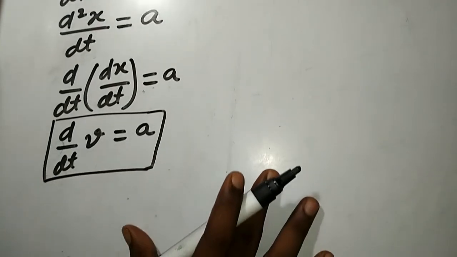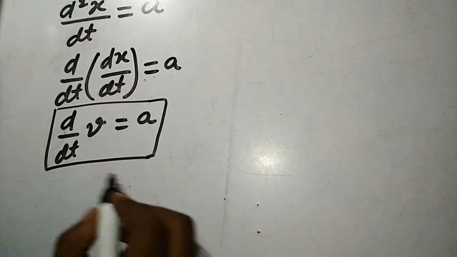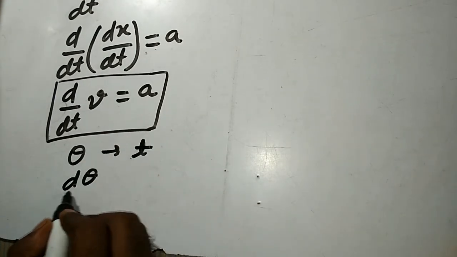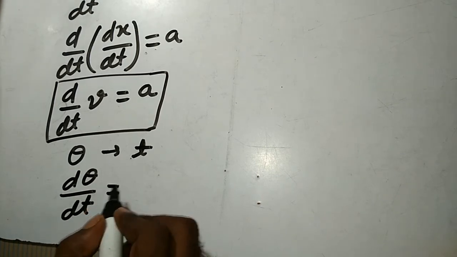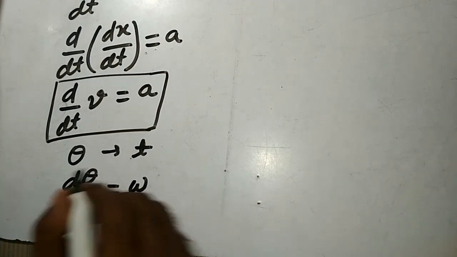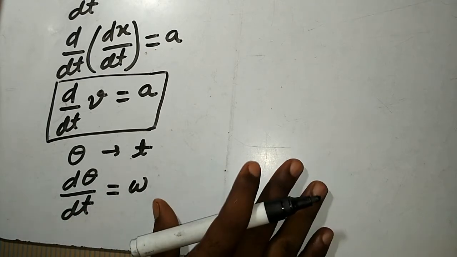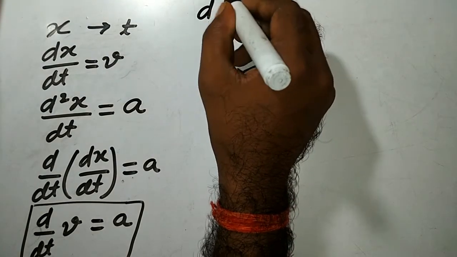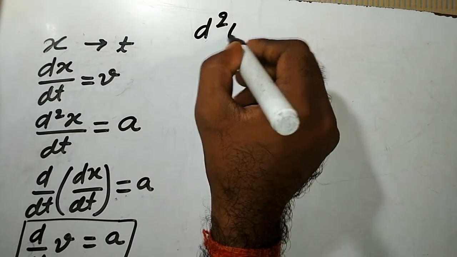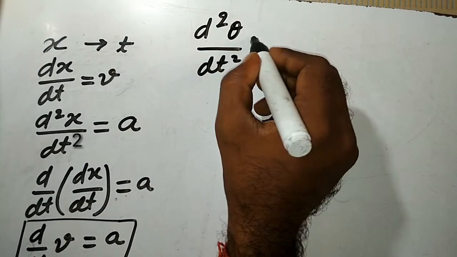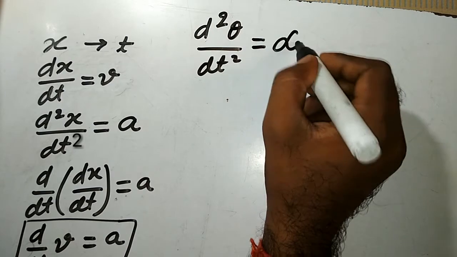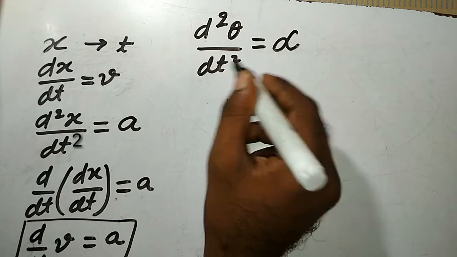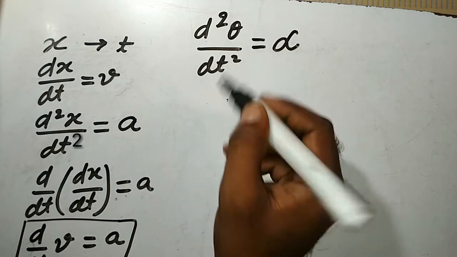So in the same case, if the particle displaces by an amount theta in time t, then the differentiation of this quantity theta with respect to time t gives you the angular velocity. Here the rate of change of angle gives you the angular velocity omega. And if you differentiate it again, we have d2 theta upon dt square, and that is nothing but the angular acceleration alpha, and the angular acceleration is nothing but the change in the angular velocity with respect to time t. The rate of change of angular velocity gives you the angular acceleration.